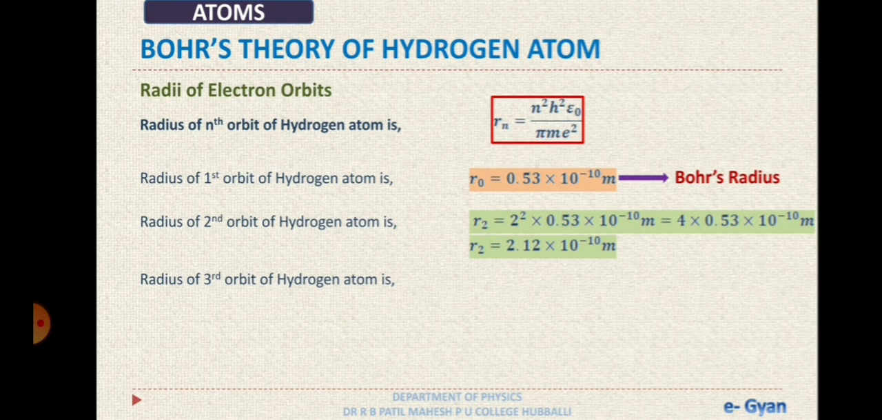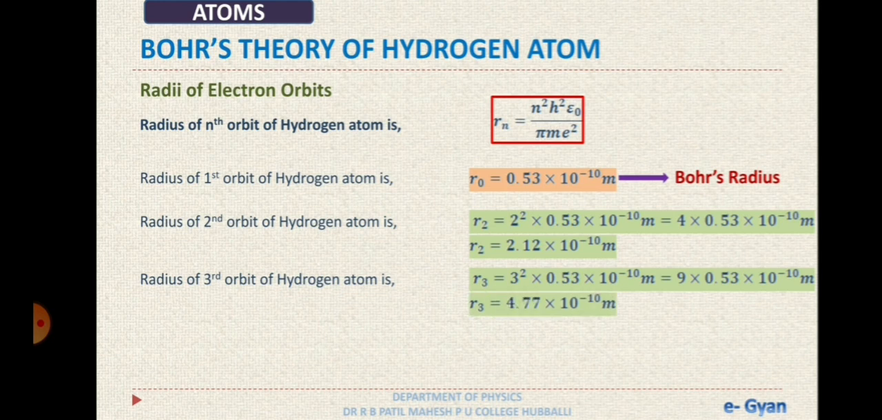The radius of the third orbit of the hydrogen atom can be calculated as 3 square into Bohr's radius, that is 9 into 0.53 into 10 to the power of minus 10 meters. The value becomes 4.77 into 10 to the power of minus 10 meters.